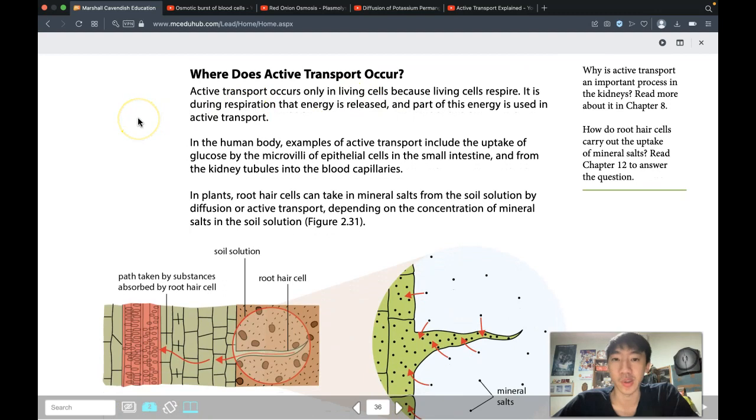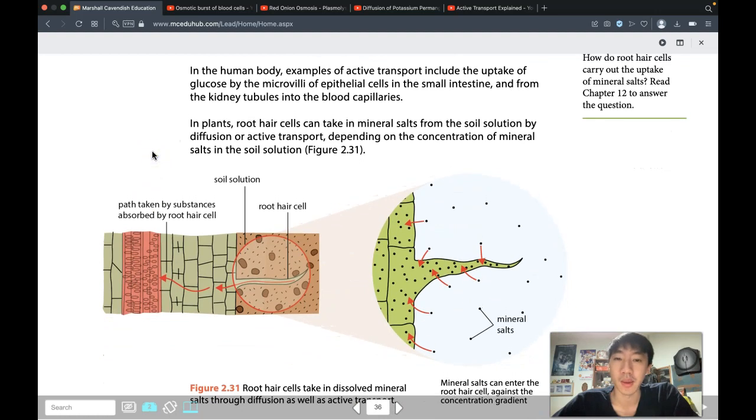Okay, so where does active transport occur? Active transport occurs only in living cells, because only living cells can respire. It is during respiration that energy is released, and part of this energy is used in active transport. In the human body, examples of active transport include the uptake of glucose by the microvilli of epithelial cells in the small intestine, and from the kidney tubules into the blood capillaries. In plants, root hair cells can take in mineral salts from the soil solution by diffusion or active transport, depending on the concentration of mineral salts in the soil solution.